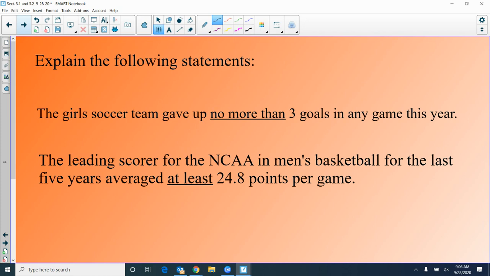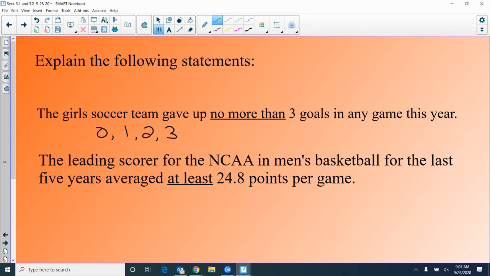Now, this isn't on your notes, but think if you can understand this. The girls' soccer team gave up no more than 3 goals in any game this year. What does that mean? No more than. So they didn't score more than 3. So they could have scored what? They could have scored 0, 1, 2, or 3, but not 4.